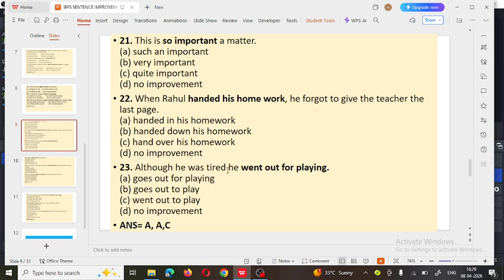Next, although he was tired, he went out for playing. He went out for playing or to play. Went is correct here because tired is used here. So options A and B are wrong as goes is used. So he went out to play. Option C is correct here.